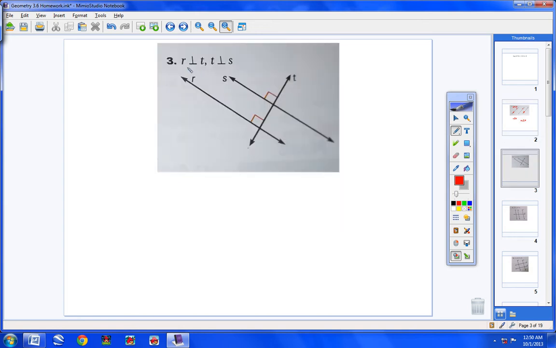Number 3. Now look, students, R is perpendicular to T, and S is perpendicular to T. Do you see that? We have a theorem that says this: if two lines are perpendicular to the same line, then those two lines are parallel. So R and S are perpendicular to the same line, T. So we can definitely state that R is parallel to S, because R and S are perpendicular to the same line. And if you want the theorem for that, I would write down theorem 3.12. All right, let's continue on.